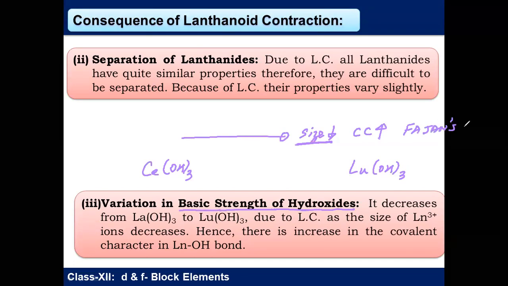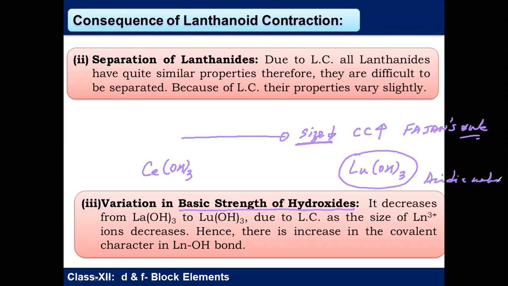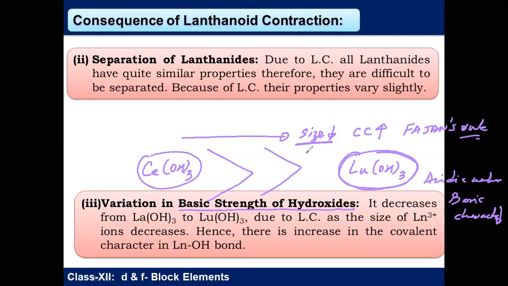And as covalent character increases for lutetium hydroxide, what happens? The acidic nature increases. Acidic nature increases means the basic nature decreases. So if I may ask you, out of cerium hydroxide and lutetium hydroxide, which is the most basic? The answer is cerium hydroxide is the most basic, and lutetium hydroxide is the least basic hydroxide of the lanthanoid series.